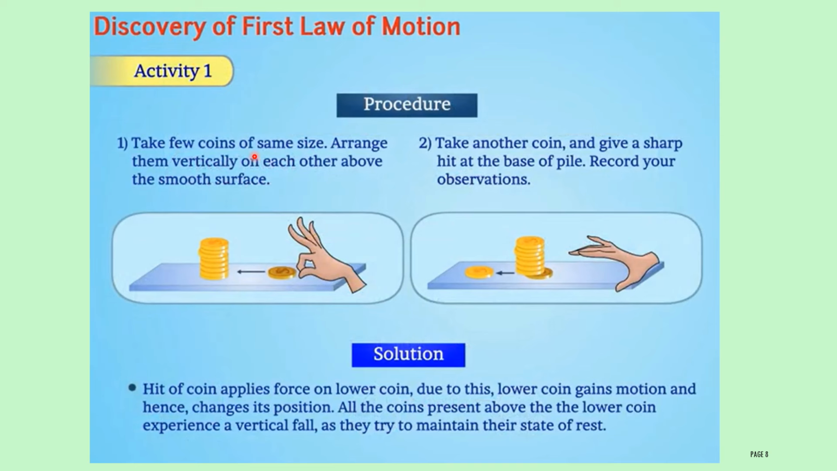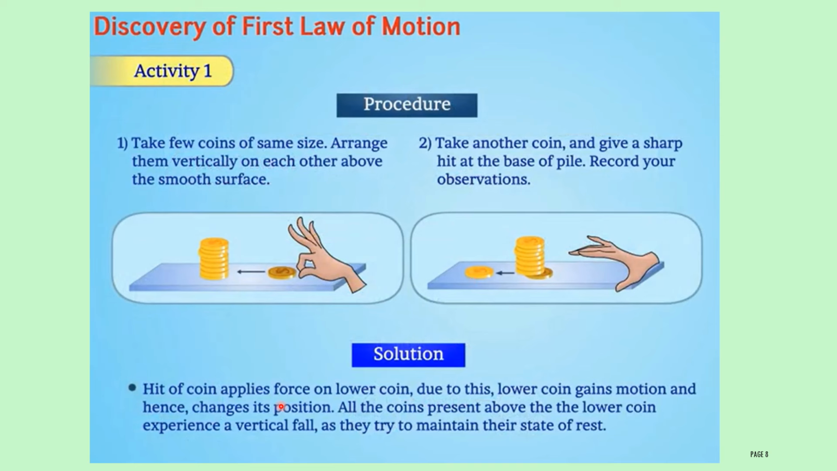Procedure: take a few coins of the same size and arrange them vertically, one above the other, on a smooth surface. Next, take another coin and give a sharp hit at the base of the pile. Record your observation. Only at the base do you have to apply a force. Then what will you observe? Why does only the base coin move? Let us discuss.